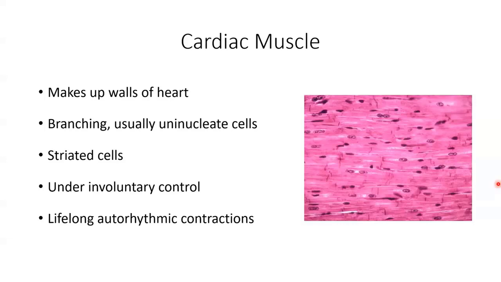And cardiac muscle fibers typically contain only one nucleus per cell, although occasionally there will be two. Cardiac muscle, like skeletal muscle, is also striated, although the striations or stripes are not quite as obvious. And cardiac muscle is innervated by the autonomic nervous system, which means it's not under voluntary control, and that our heart beats without us needing to think about it, and we can't consciously stop it or slow it down.